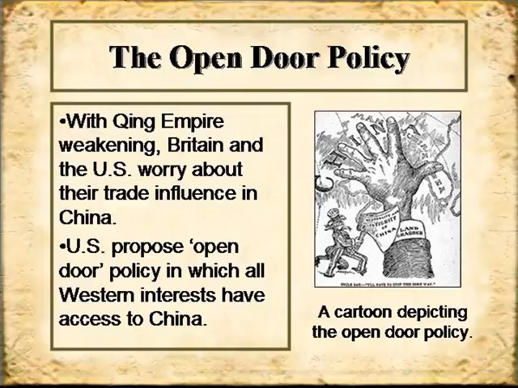As the Qing Empire is weakening, the nations of Britain, specifically, and the United States, worry about their ability to trade in China. They have kind of owned the trade with China up to this point, and they want to make sure that they continue to have that level of influence. And so to avoid any kind of trade wars or even open war, military war, the U.S. proposes what's called an open door policy. So all Western nations have an opportunity to trade freely with China.